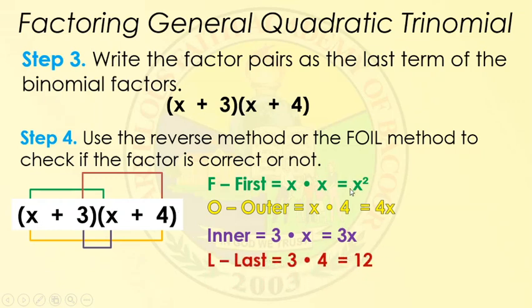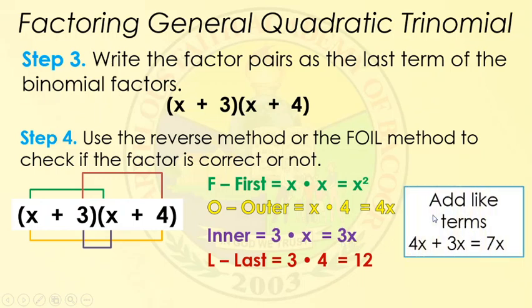Okay? So, kung papansin ninyo, nakuha na natin yung ating first term at yung last term natin. Pero paano naman kunin yung middle term? Okay? Ganito po. Since the outer term and the inner term are similar terms, so therefore, we're going to add that terms. So, we have 4x plus 3x. Okay? So, 4 plus 3. The answer is 7. Okay? So, copy lang natin yung x natin, yung variable x natin.